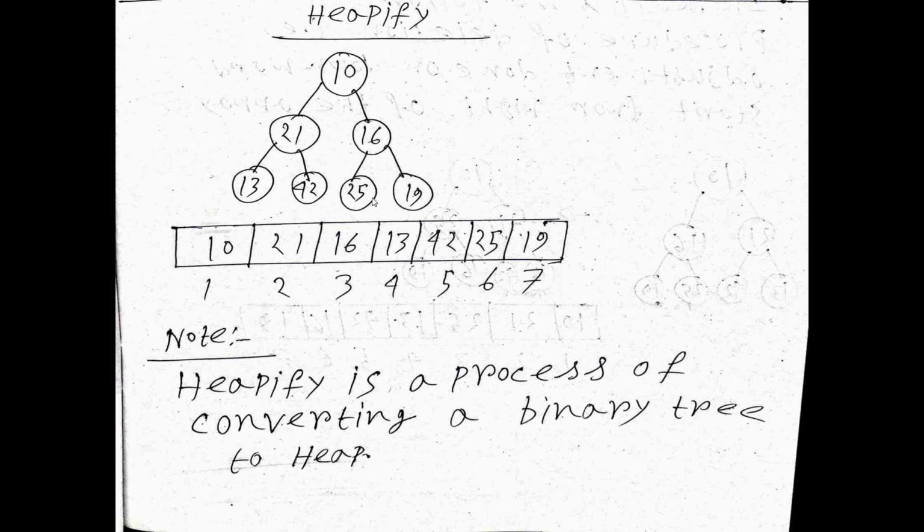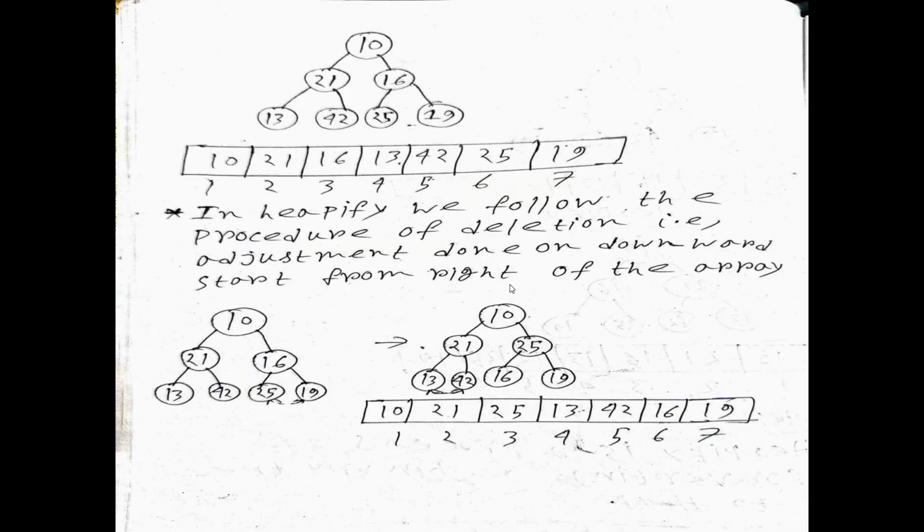What is the procedure of deletion? We know what the procedure is. I am talking about this part. Here we have already checked this is a max heap. All are in the max heap. But here, if you check 16, it is not a max heap.